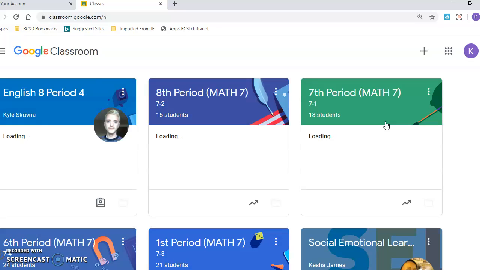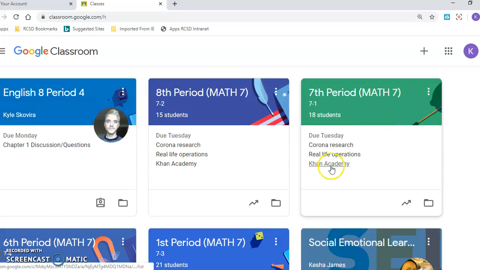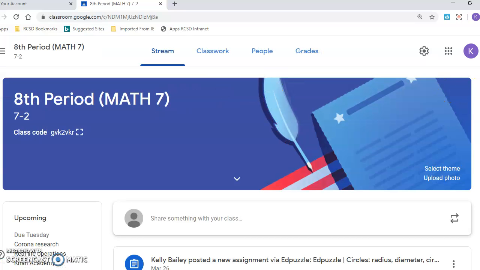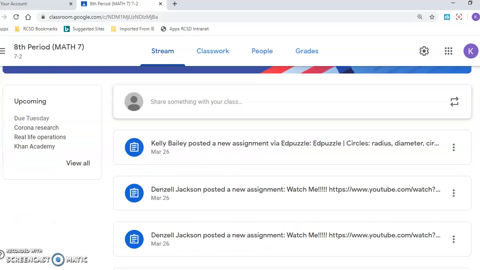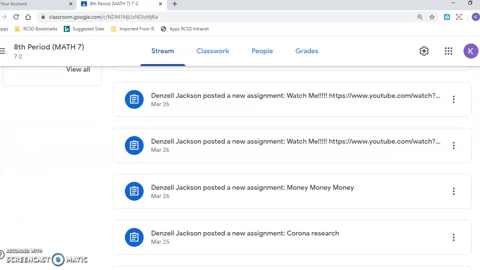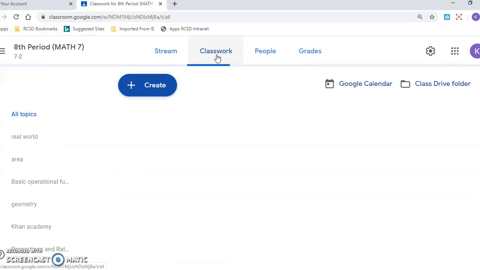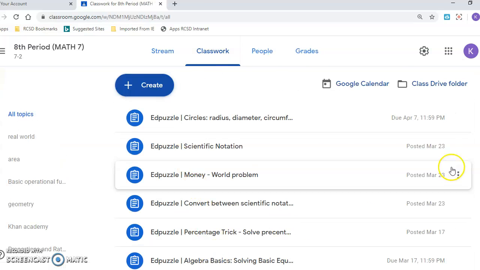Okay, now I said we're going to do a math assignment. So now all my classrooms show up. Now I need to find my math class. Okay, 8th period math. I'm with 7-2. Now I'm going to scroll down and we're going to do the coronavirus assignment, which is right here. I see it right here, but also if I look over here, it tells me corona research. It's due Tuesday. Or I can go over here to classwork and all my assignments are here too.